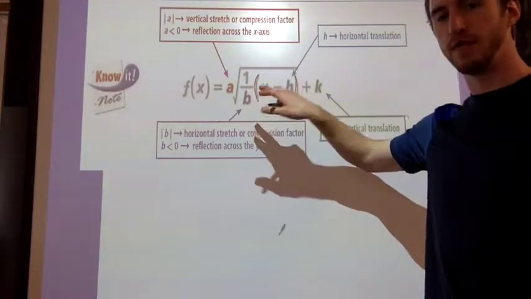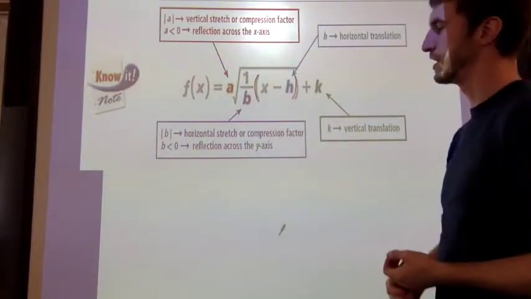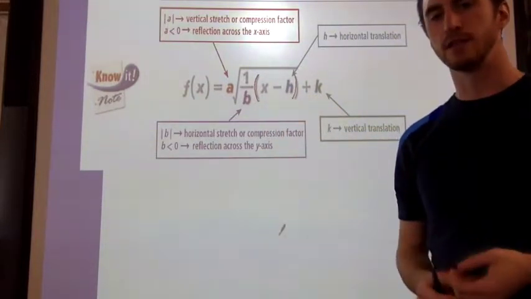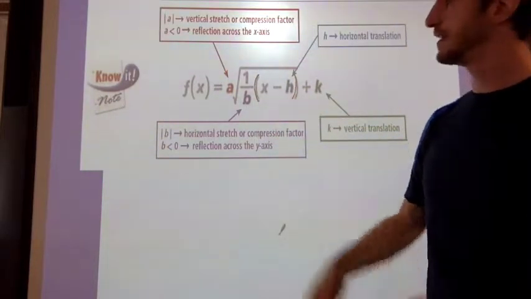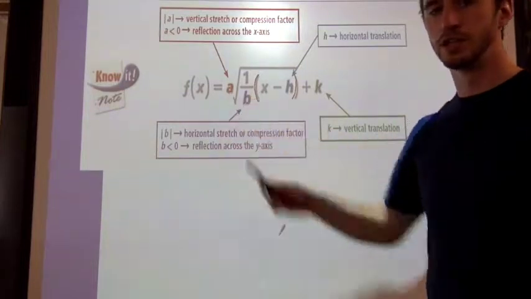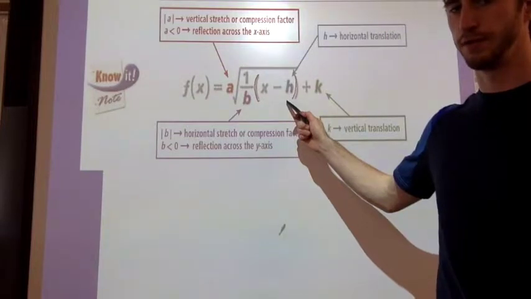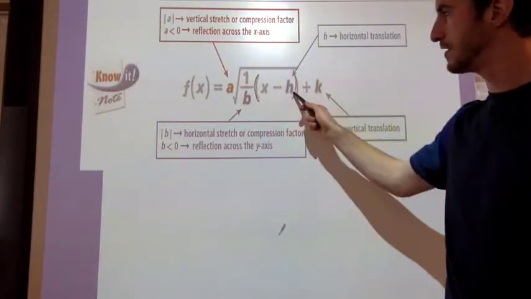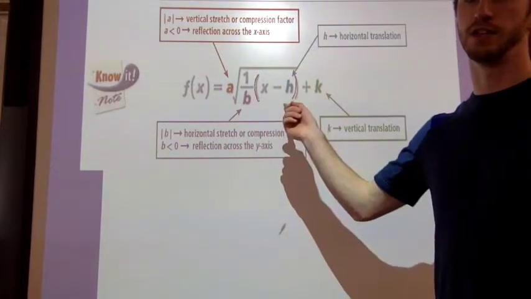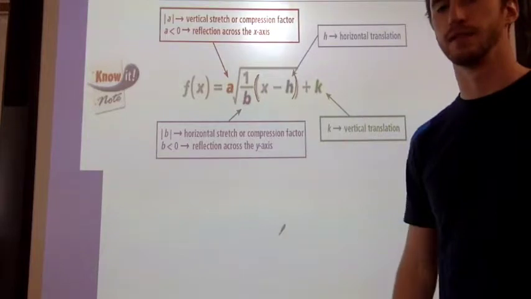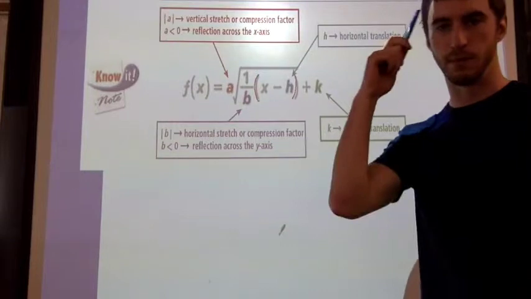What's different about this is that it has parentheses around the x minus h. What that means, if you have parentheses around x minus h, is that you always have to do the horizontal stretch or compression first, then the horizontal shift. If you see parentheses, that means you do the stretch or compression first, then the shift. If you do not see parentheses, it's the other way around, okay? So that's very important. You need to memorize that.